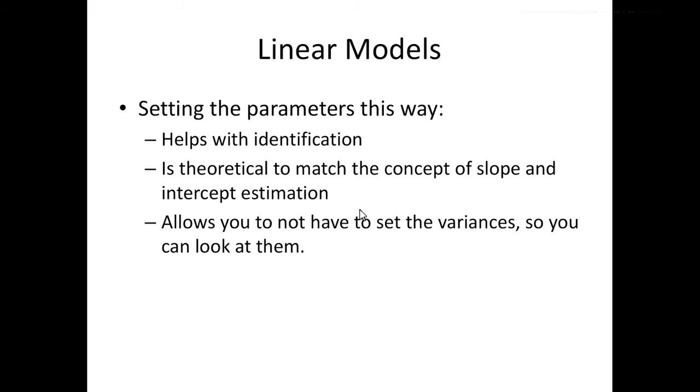So why would we do this? Well, by setting those parameters in that particular pattern, it helps us with identification. We're going to have lots of degrees of freedom because we're not estimating very much. Sometimes it's only 1 or 2 things. It's a match to the concept of slope. I wouldn't want 3 intercepts because it's a change over time. It doesn't make sense to have 3 slopes and 3 intercepts. And it allows you to not have to set the variances because that's what we're actually going to be interested in: the variances for the intercept and the slope, as well as the intercept and slope estimation.